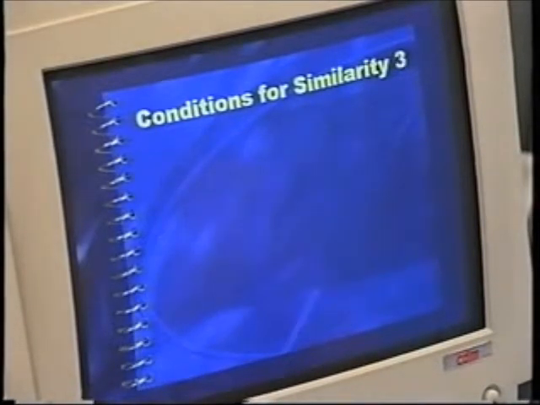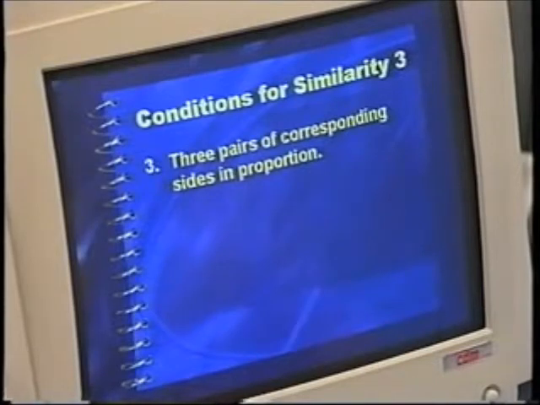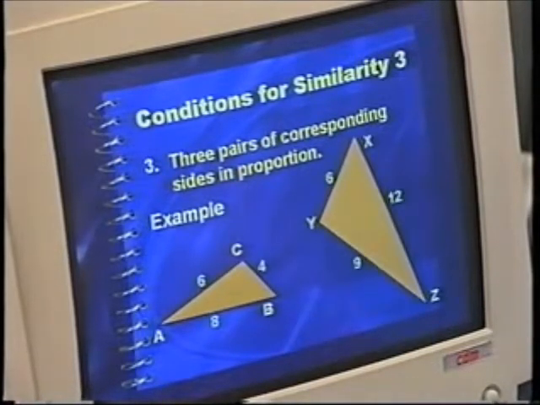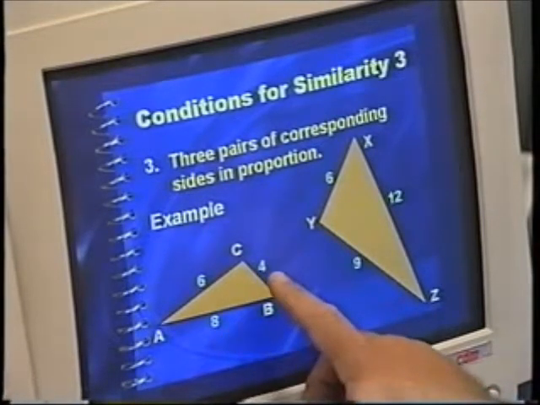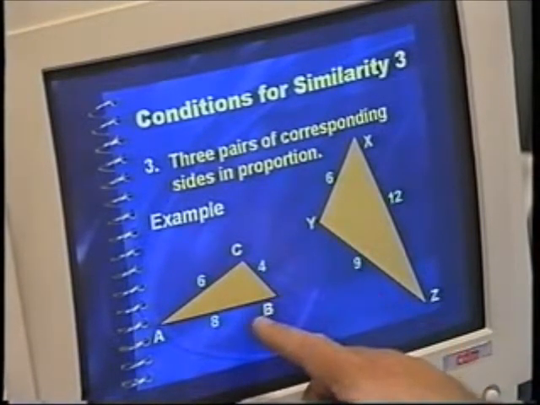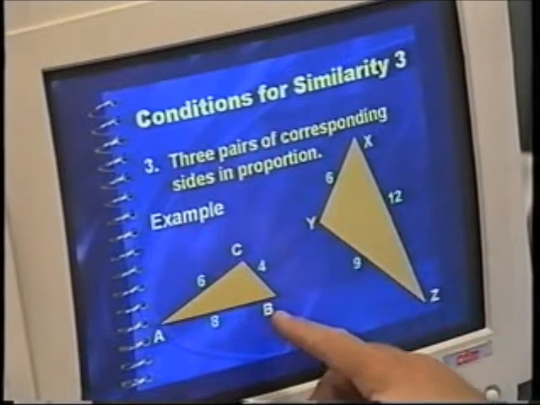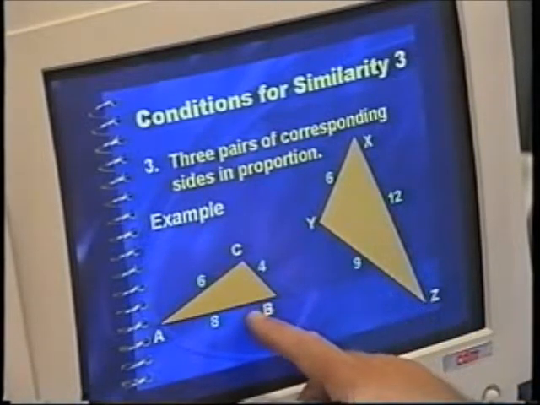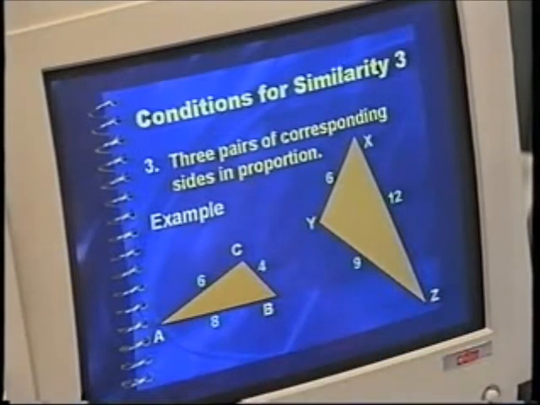And the third condition is three pairs of corresponding sides in proportion. So again, an example. In this case, 4 has become 6, 8 has become 12, and 6 has become 9. That is an enlargement factor of 1.5. Well, that was a lot of theory. Let's have a bit of a breather, and then we come back with some practical examples of similar triangles.